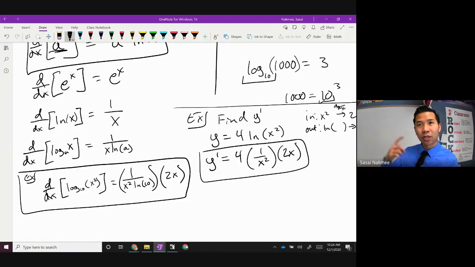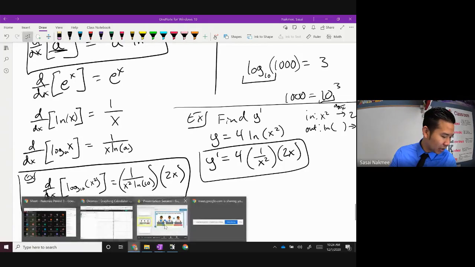So you're still being tested on product rule, chain and quotient rule, and power rule and coefficient rules, right? But now you're applying it to a little bit more difficult problems, okay? So just keep that in mind when you are going over these right here. So that's pretty much it for Unit 3.